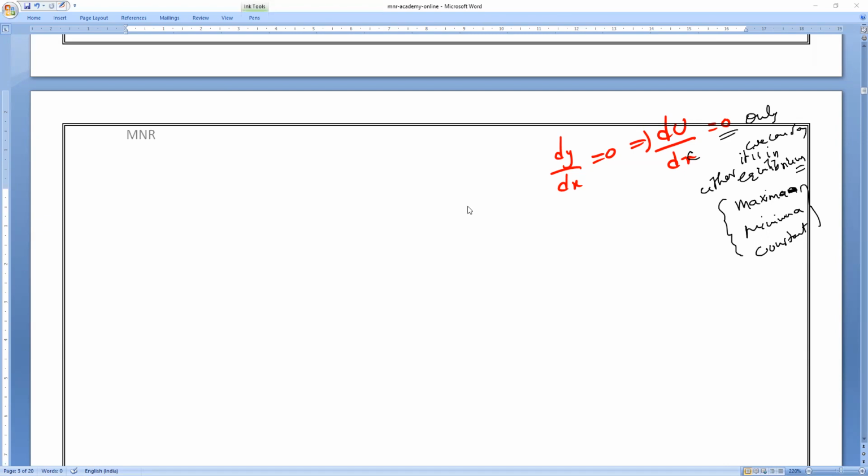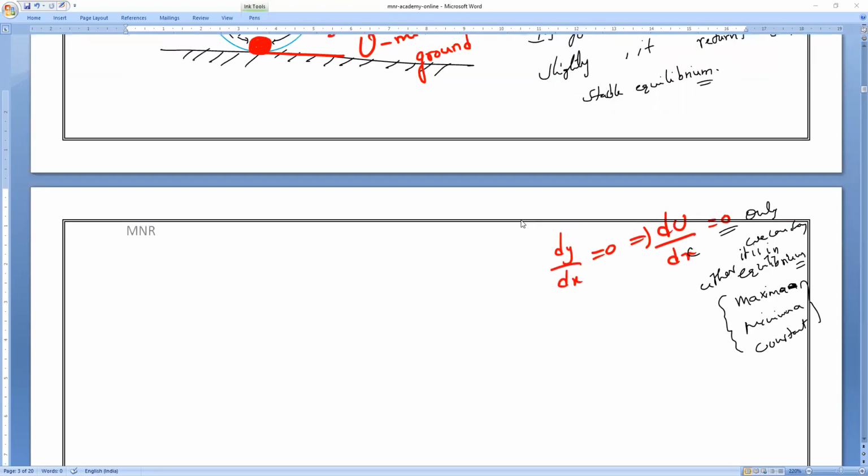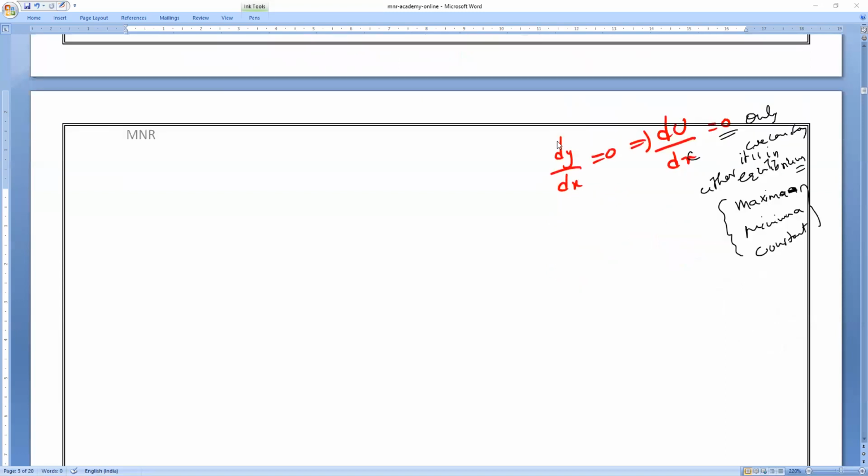If you do the double derivative, then the double derivative will tell you that the object is in equilibrium, and what kind of equilibrium: either stable equilibrium, unstable equilibrium or neutral equilibrium. Do you all understand, guys? Please respond, everybody. Understand, all of you?